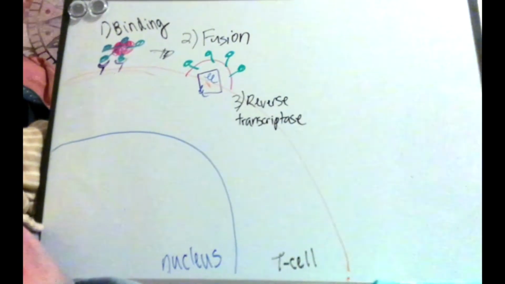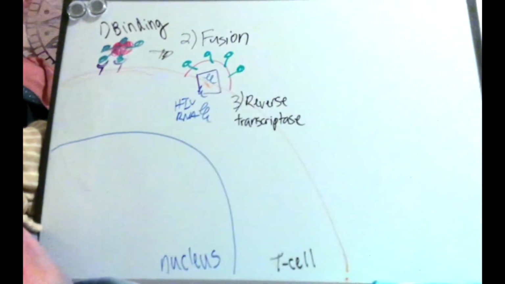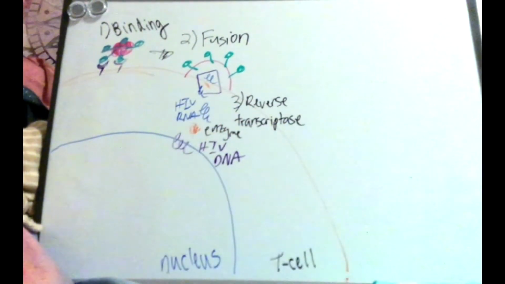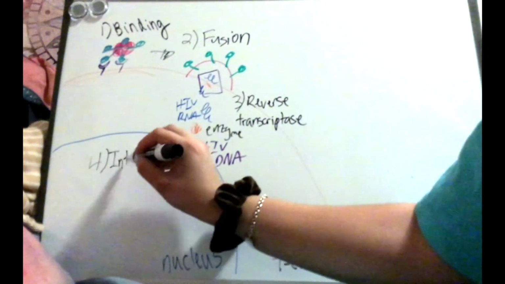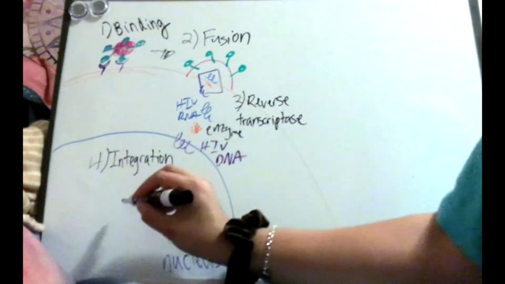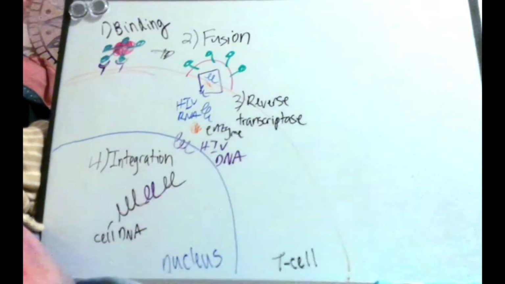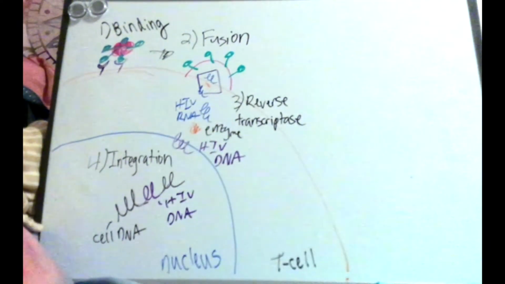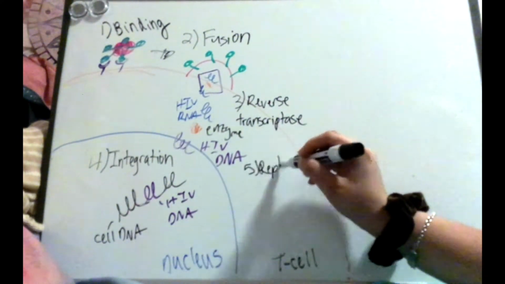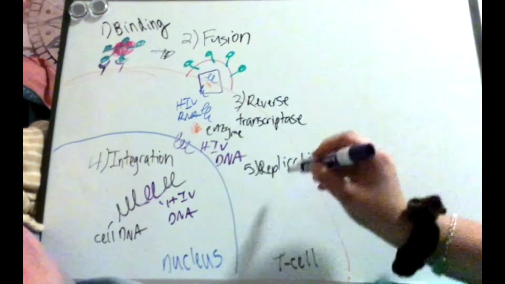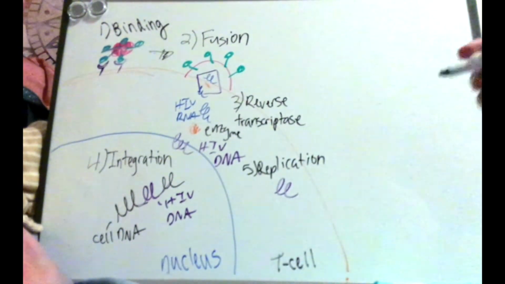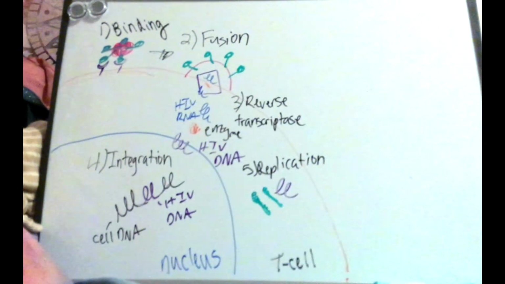HIV releases an enzyme called reverse transcriptase to convert HIV RNA into HIV DNA, which then allows HIV to enter the T cell nucleus. Once inside the nucleus, HIV releases another enzyme, integrase, to insert its own viral DNA into the T cell's DNA. This is known as integration of the virus and causes it to become infectious. This process repeats over and over again, and left untreated can become lethal.